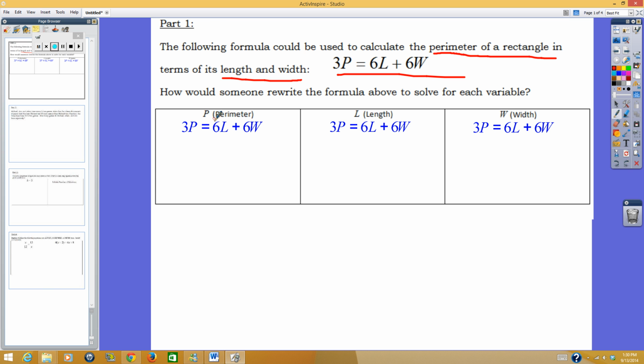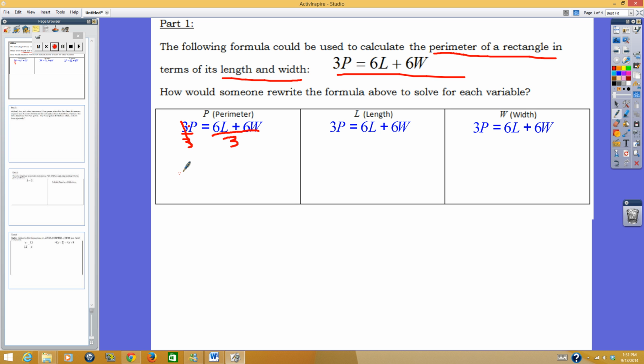Okay, so in this first one they want us to solve for perimeter, and they're using the variable P. So you locate the P, which is right here, and think what is near it that you want to get rid of, which is this 3. Now what operation is there? We know that there's multiplication hiding in there. So to get rid of that times 3, all you have to do is divide by 3, which is the opposite.